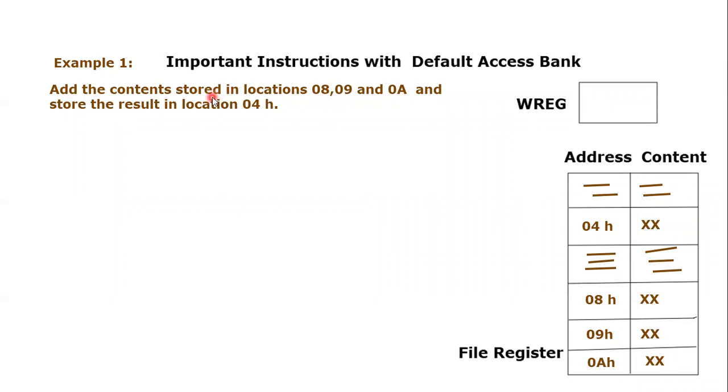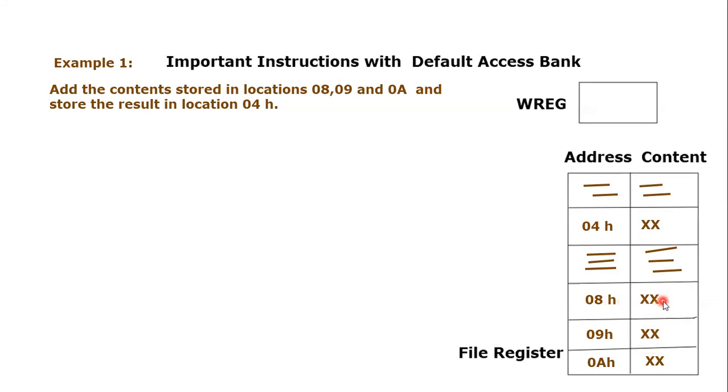So there is some information stored in the 08, 09 and 0A locations. This is our 08H location, 09H location and 0AH location, right? There is certain information stored. We are not aware of what the information is, so I just mentioned XX. It could be any value stored inside.